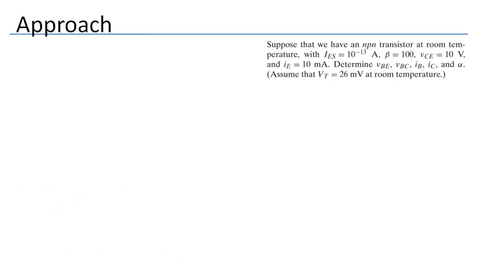Let's see what we have in the problem statement. We have an NPN transistor, which is operating at room temperature, and it has various characteristics that are listed here. We are looking for two voltages, two currents, and a ratio alpha. We are to assume that the transistor is operating at room temperature.